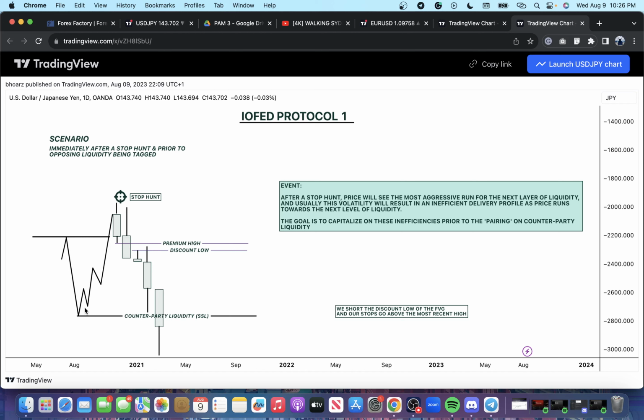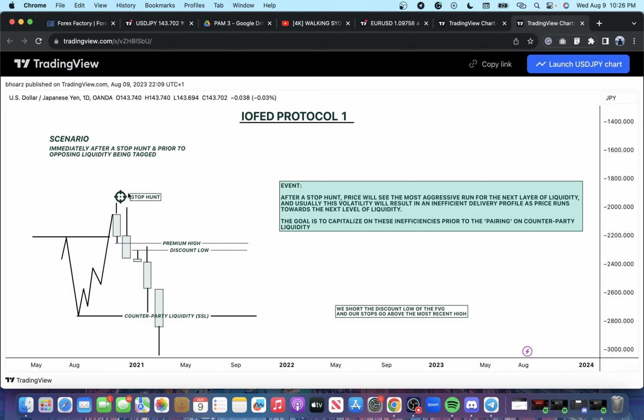So after we have a run on a short-term high, where it's going to be buy stops rested, once we see that displacement that creates an inefficiency, we want to sell the discount low of the inefficiency and put our stops above the most recent short-term high, and we're aiming for the counterparty sell side liquidity. And you just invert this concept for the buy side. If you're looking to be a buyer, you want to buy the premium high of that inefficiency, and then your stop goes below the most recent low.